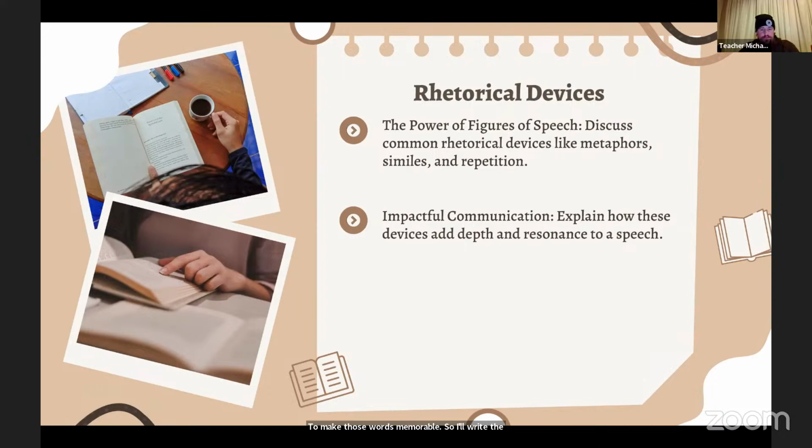So by saying pineapple on pizza is a terrific topping, that's an example of alliteration, because we've got those two same sounding sounds.